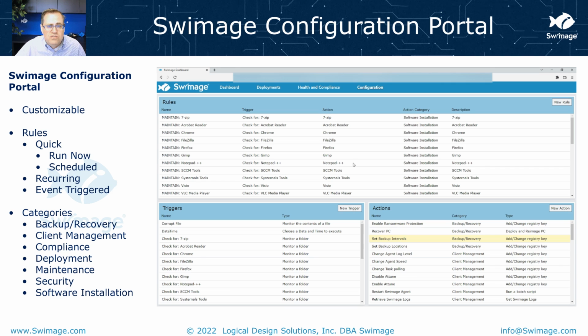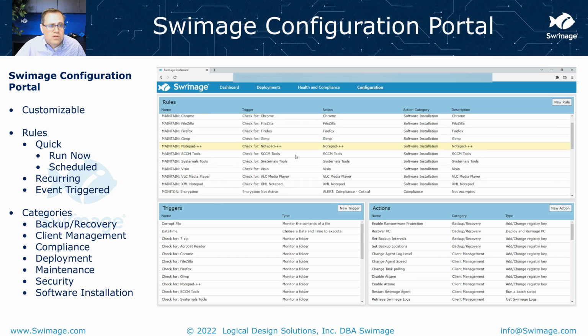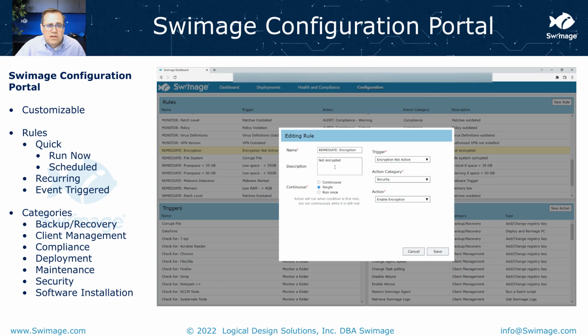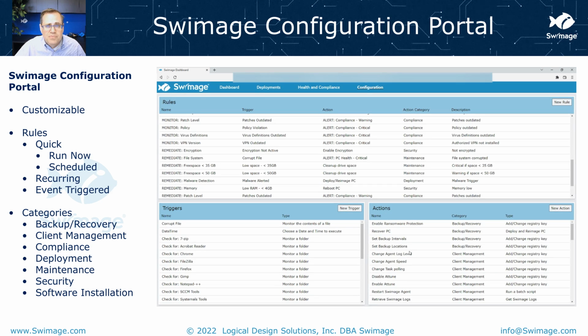Okay, and then the rules. Once you've defined what your triggers and actions are, you can create a rule. So for instance, I have a rule that says I want to look for encryption. So the name of the rule is remediate based on encryption. The description is not encrypted. I'm going to run it in a single instance. So what this will do is, as soon as it detects that this machine's not encrypted, it's going to run the trigger, which is going to have the action of enable encryption. So as soon as it detects this machine's not encrypted, it immediately enables encryption on it. And within seconds, it's going to start the activity of enabling that encryption. So that's kind of the way the rules and configuration are set up on there.